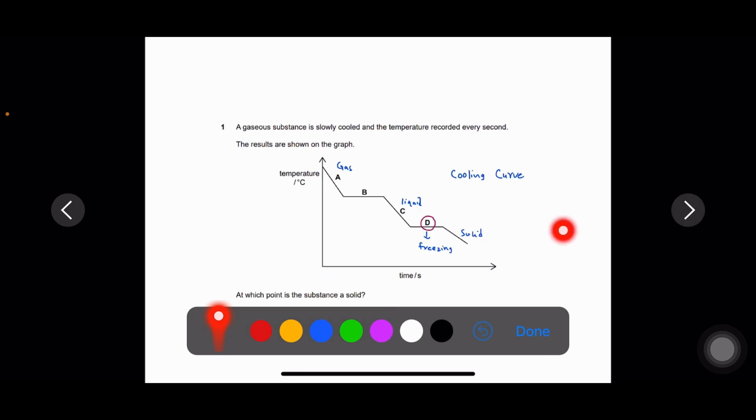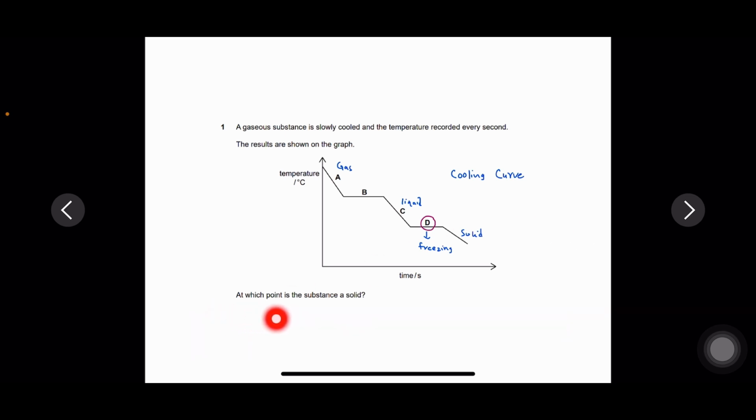So in this cooling curve, they are asking at which point is the substance solid. As you can see, the liquid is changing into solid at this point D. Freezing is happening over there. So the correct answer will be D.